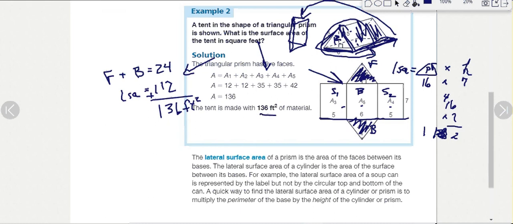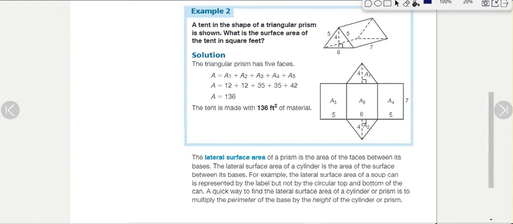So the lateral surface area of a prism, the LSA of a prism, is the area of the faces between its bases. It rhymes: area of the faces between the bases. If it's a tent, you have to think of the bases as the front and the back. So you take perimeter times height, basically, of a cylinder or prism. It's the same, and it really does make sense if you followed what I was just doing.